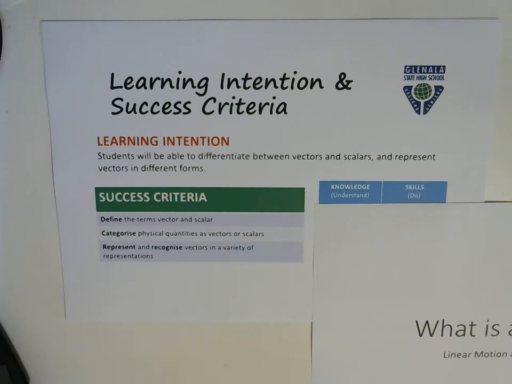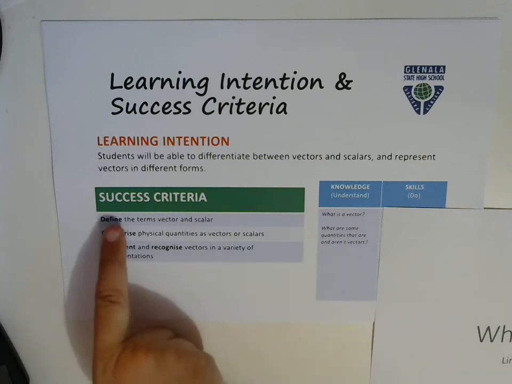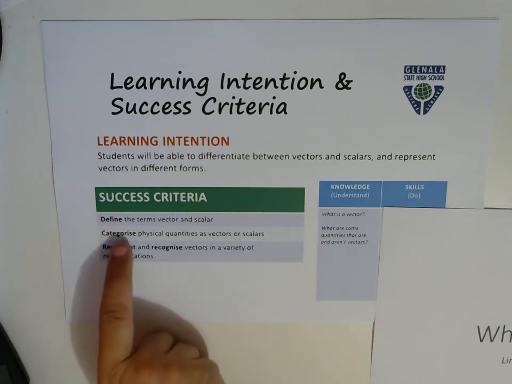Alright, now hopefully in looking through that you identified the following things. For knowledge you should be identifying what a vector is, and what some quantities are that are and aren't vectors. We knew that from the fact that we've got define here and categorize. These are both knowledge type verbs.